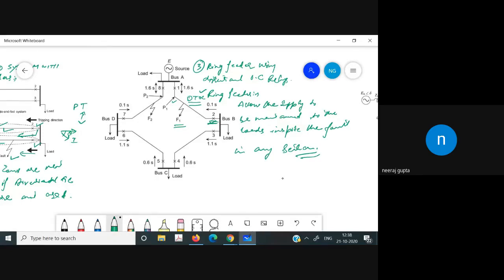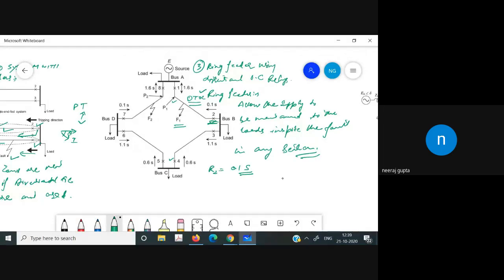So let us choose the operating time of this relay 2. Let the operating time of relay 2 be 0.1 second. We have chosen the operating time as 0.1 seconds. Now the other relay, 4, is used as the backup protection.